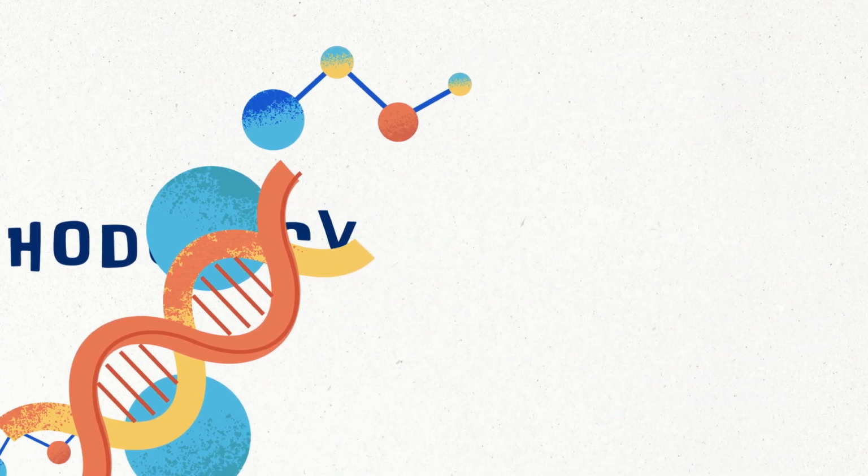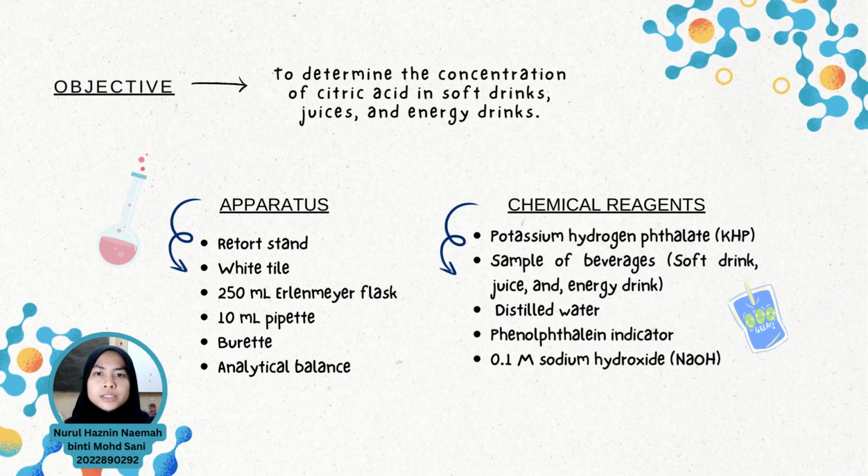I will explain the methodology in determination of citric acid in soft drinks, juices, and energy drinks. Firstly, the objective of this study is to determine the concentration of citric acid in soft drinks, juices, and energy drinks. The apparatus used in this study is a retort stand, white tile, 250 ml Erlenmeyer flask, 10 ml pipette, burette, and analytical balance. The chemical reagents used in this study are potassium hydrogen phthalate, which is KHP, samples of beverages, which are soft drinks, juices, and energy drinks, distilled water, phenolphthalein indicator, and 0.1 molar sodium hydroxide.